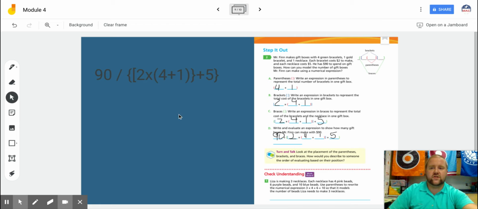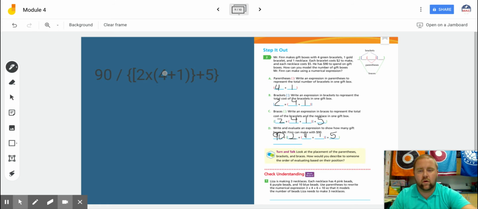All right, so let me make this look like an actual math problem here. I did this just to make it nice and clean so you can see what it will look like. Now, you'll notice that we have parentheses, brackets, and braces in this. So when we solve it, we start in the middle, which is the parentheses. So 4 plus 1 would be 5. I like to rewrite the problem, and I'll say 90 divided by the bracket and then the brace, 2 times 5, because this was 5. We already solved what was in the parentheses, so we're done with the parentheses.